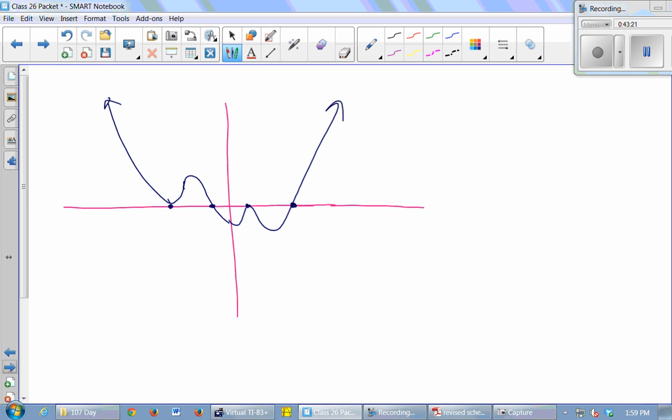We could use our graphing calculator to be more accurate, or we could make a little table of x, y's to try to be more accurate. But we have a good mental picture of what this thing looks like without having to do that much in terms of calculation.